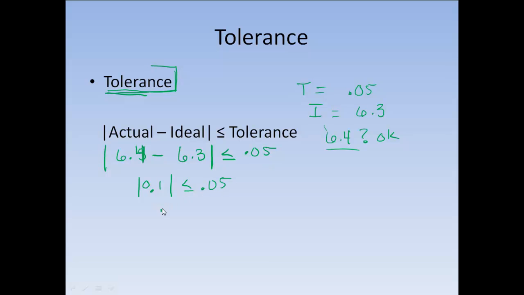And when I look at that, that is not a true statement. 0.1 is less than or equal to 0.05? That is false. Since it turned out to be false, that means this box right here did not fall within my acceptable tolerance. So I would not be okay with having that particular item.